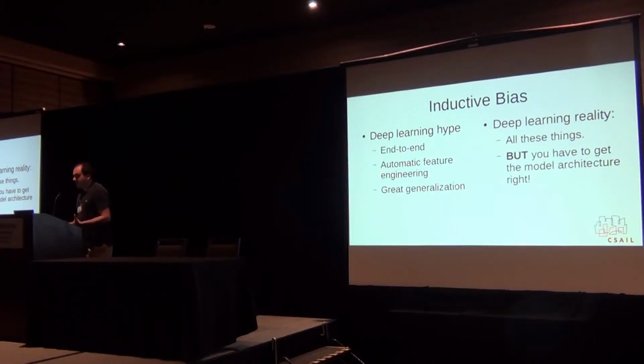So all of the deep learning hype, all of the stuff we get excited about, like end-to-end training, automatic feature engineering, and super good generalization. In reality, we can have all of these things, but you have to get the architecture right. If you throw a fully connected neural network at a problem like MNIST, you're going to get worse performance than your traditional ML techniques like random forest.